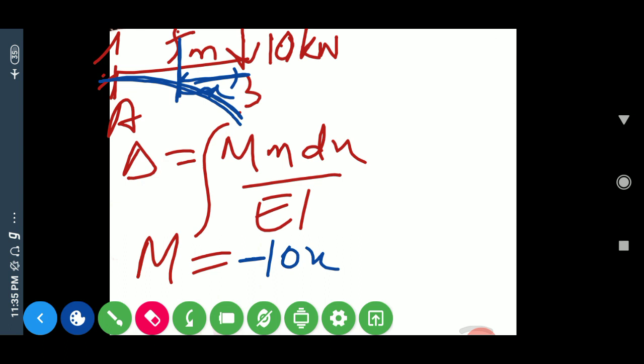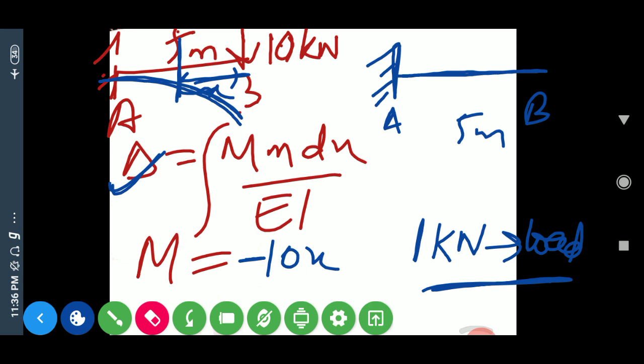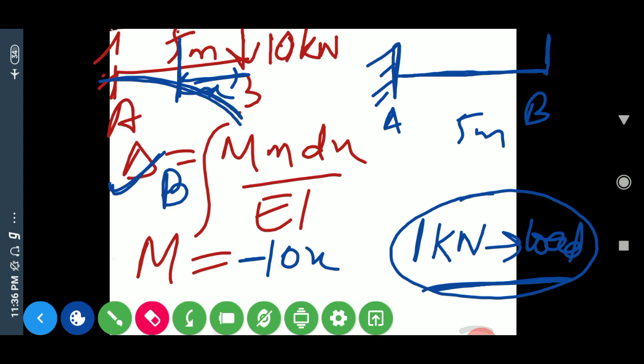What is the value of this small m? Suppose we have a beam. To find this small m, we remove all the loads acting on the beam. So this is the beam that we get after removing the load of 10 kilonewton. This is 5 meter. We have to find deflection, so we will apply 1 kilonewton of load. Where do we apply this 1 kilonewton of load? At the point where we have to find the deflection. We have to find deflection at B, so we will apply this 1 kilonewton load at point B, and then we will find the value of small m.